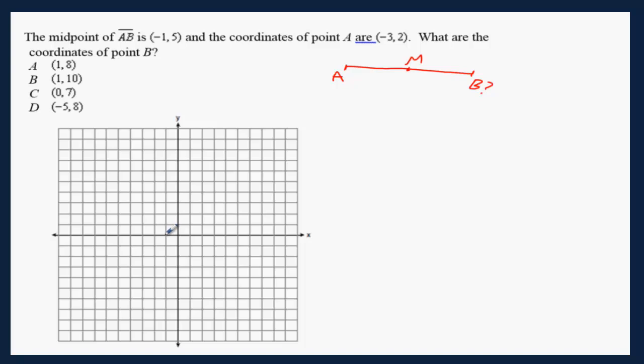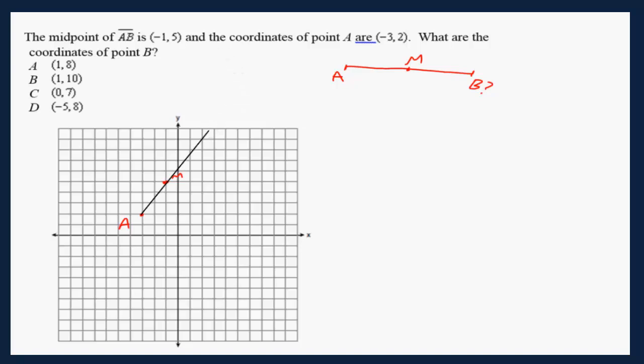(-1, 5): -1, and 1, 2, 3, 4, 5. This is the first point, the midpoint. And the coordinates of point A are (-3, 2). 1, 2, 3, and 2. This is point A. You need to find point B. Of course, point B is going to be somewhere in here. It cannot be here. If this is A, point B is going to be somewhere in here.